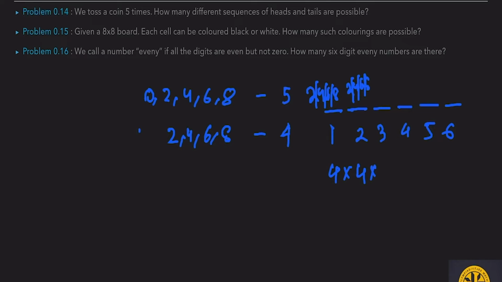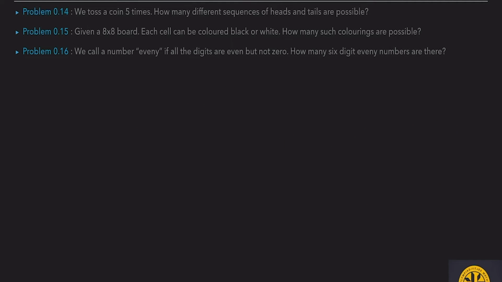And the choices are independent. Having a 2, 4, 6, 8 in place of digit 1 doesn't impact or affect having a 2, 4, 6, 8 in digit place 2. So the total number of possibilities are 4 times 4 times 4 times 4 times 4 times 4, 4 to the power 6. Before moving on to the next problem, let's just quickly try out a variant of this problem.